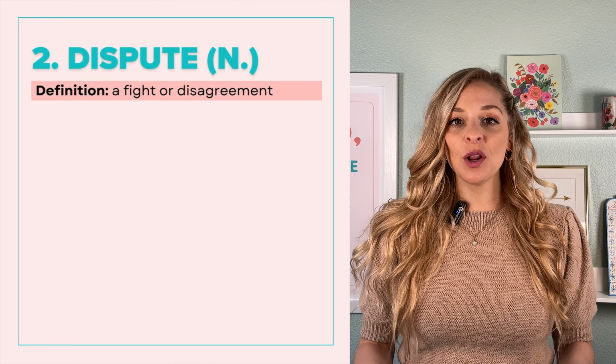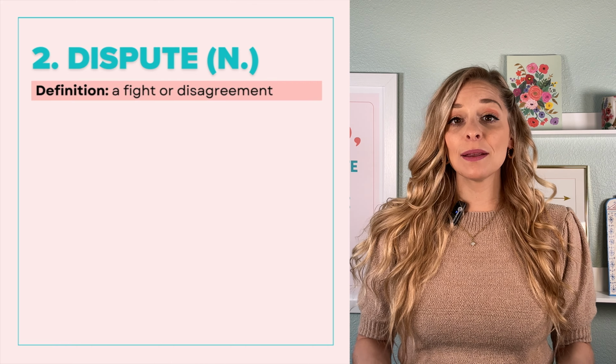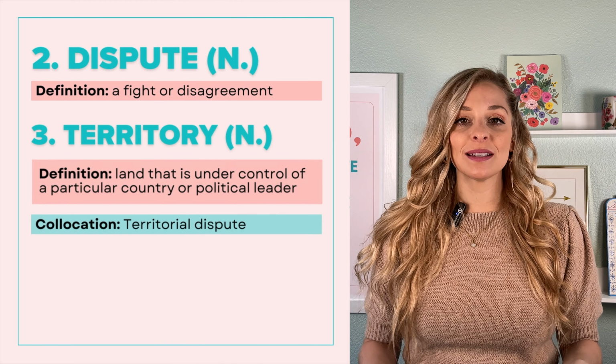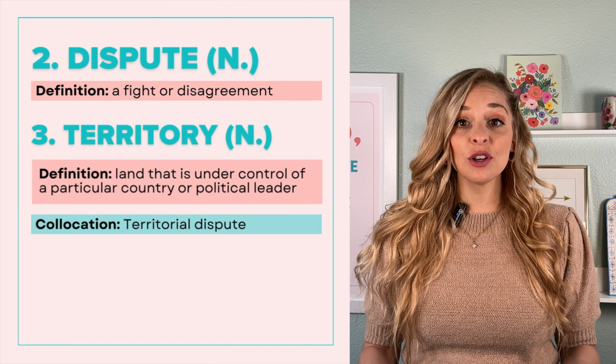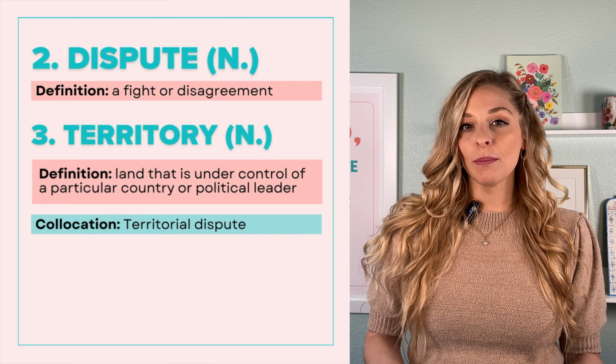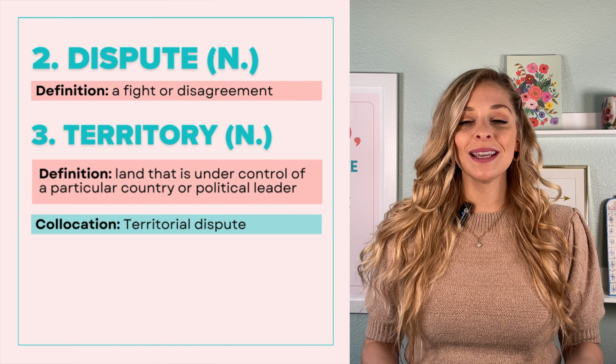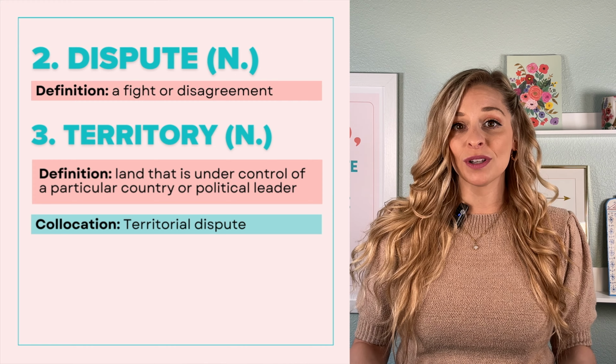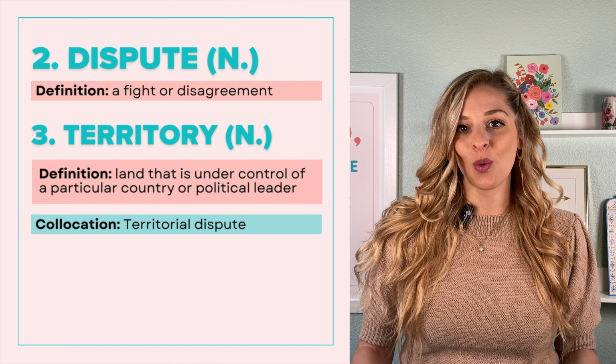And word number 2 is dispute. This means a fight or disagreement. And this is a major dispute over territory. Territory is land that is under control of a particular country or political leader. And a common collocation I have seen in the news is territorial dispute. Again, this is a fight or disagreement over territory or land.